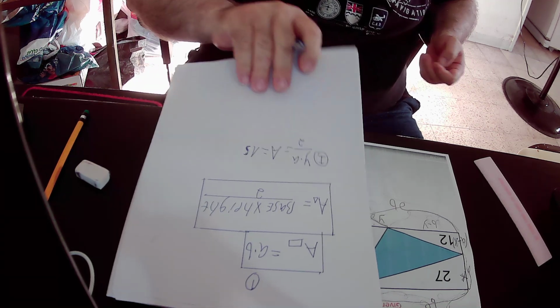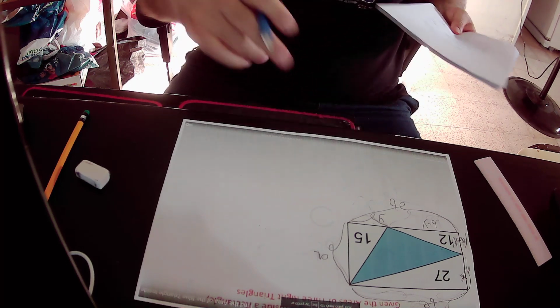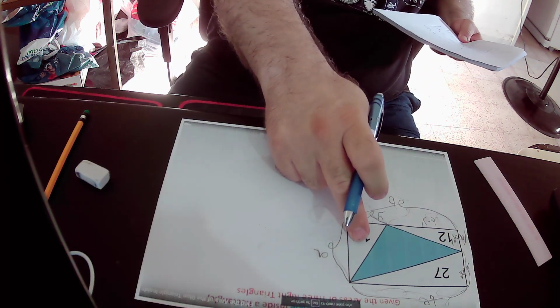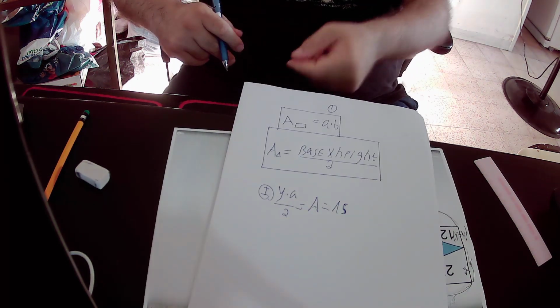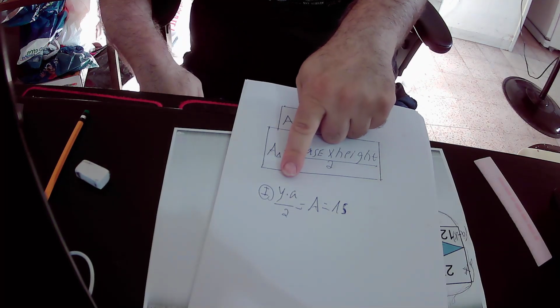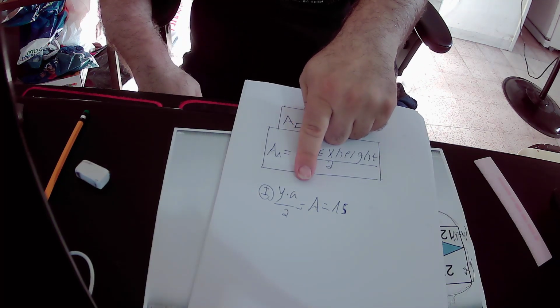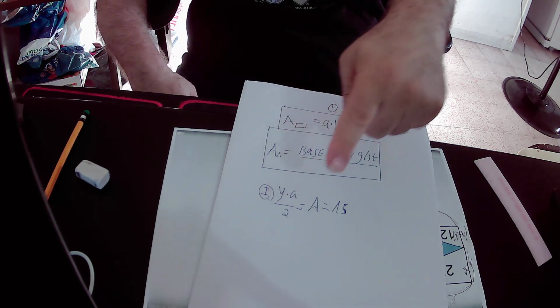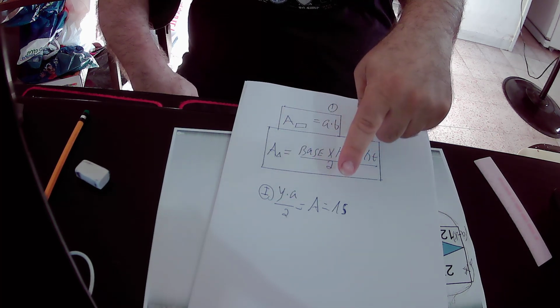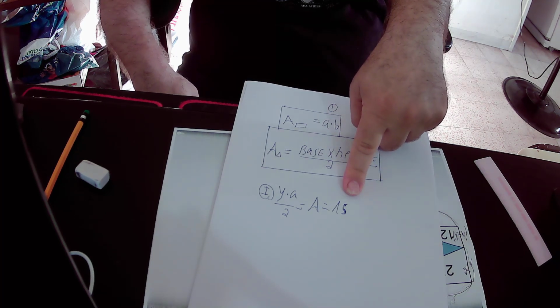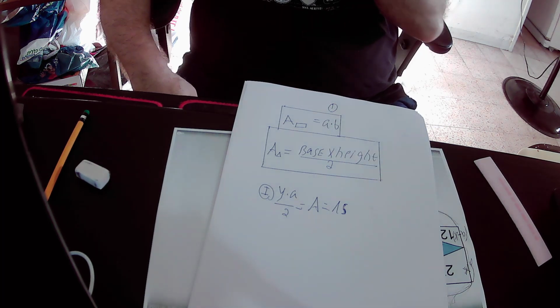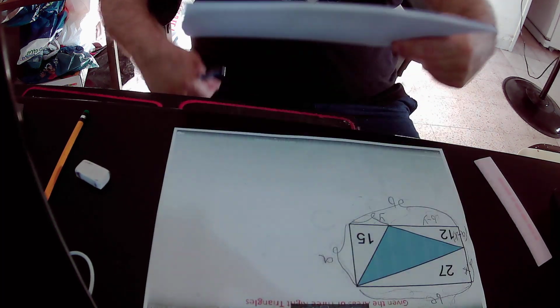So the first equation for the formula of the area of this triangle is the base of the triangle, that is y, times the height of the triangle, that is A, divided by 2 equals the area of the triangle, but we know that the area equals 15 units. So we can rewrite this equation.